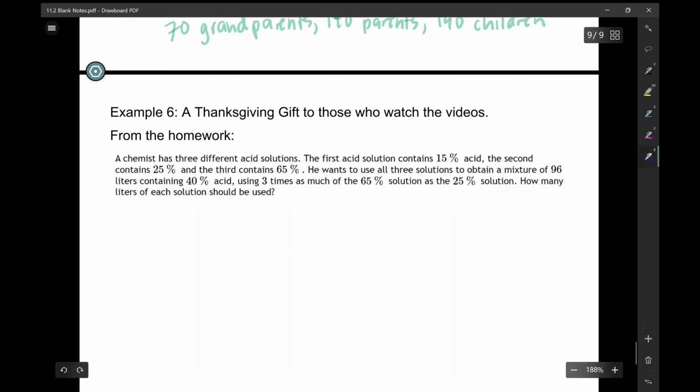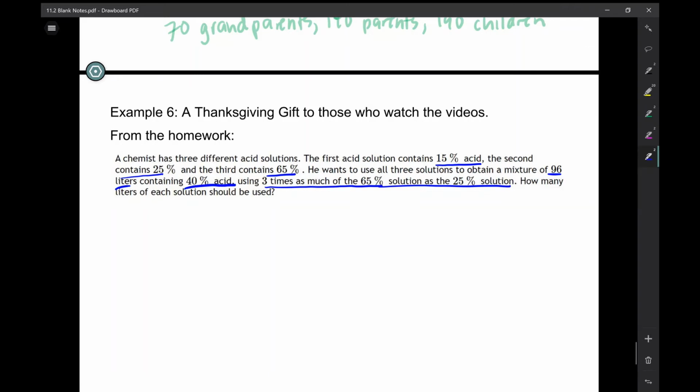All right, so a chemist has 3 different acid solutions. The first acid solution contains 15% acid. The second acid solution contains 25%, and the third contains 65%. He wants to use all 3 solutions to obtain a mixture of 96 liters of 40% acid, using 3 times as much of the 65% as of the 25% solution. How many liters of each solution should be used?